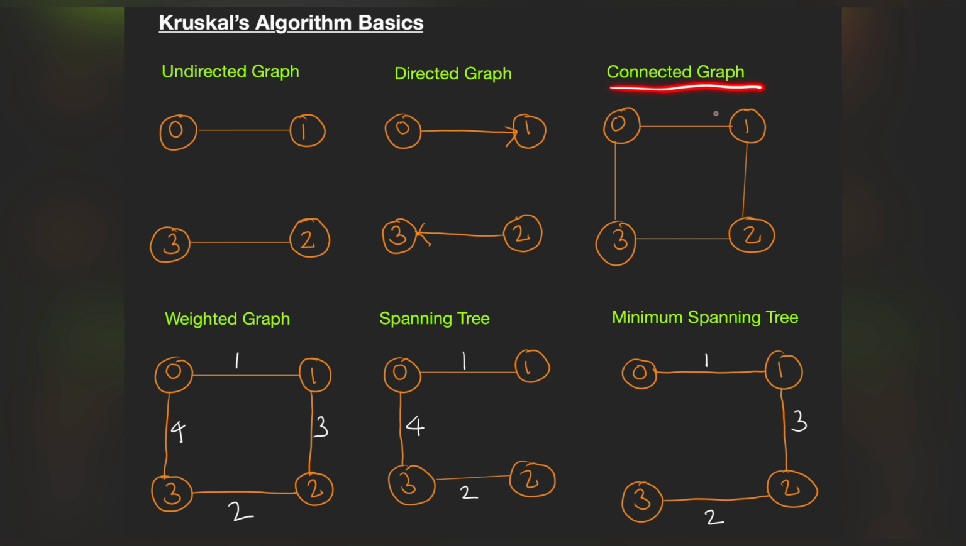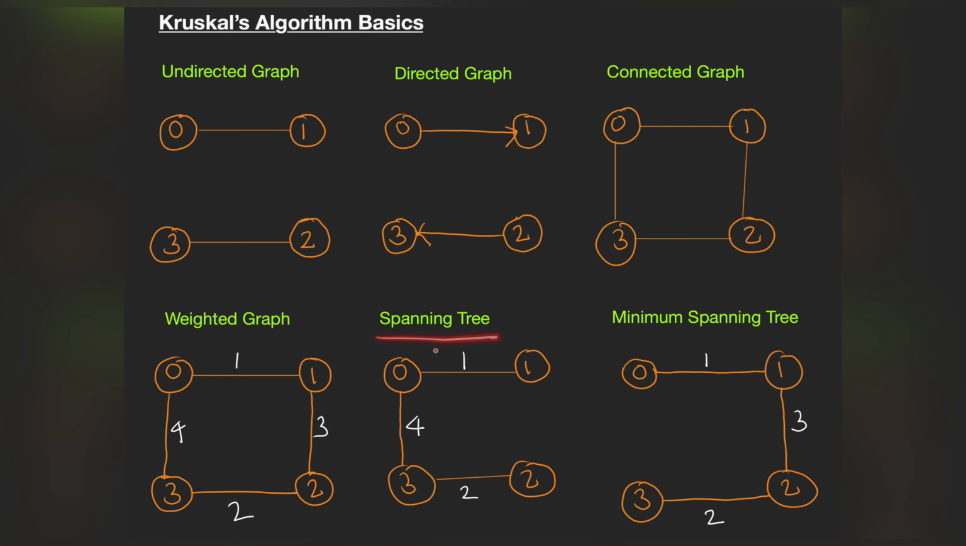In connected graphs, there is always a path from one vertex to any other vertex. So in this case, if we have to travel to vertex number 2 from vertex number 0, you can either go with this path or you can go with this path. In a weighted graph, every edge is assigned a certain weight.